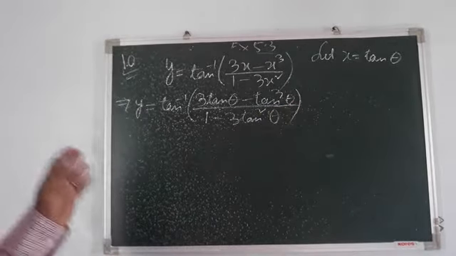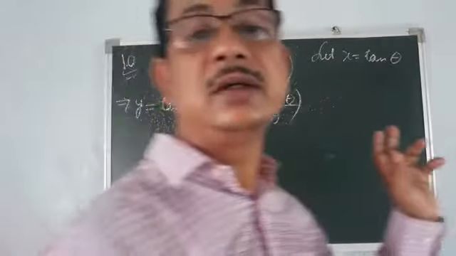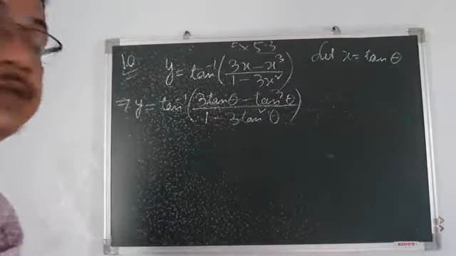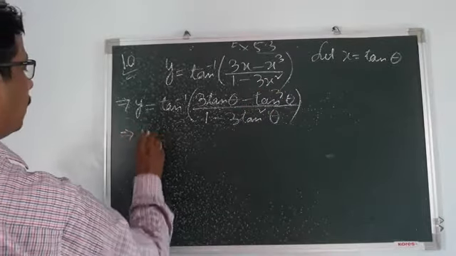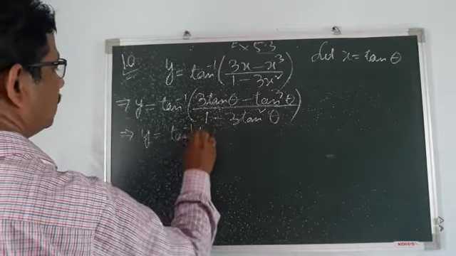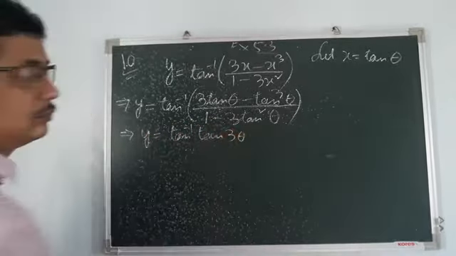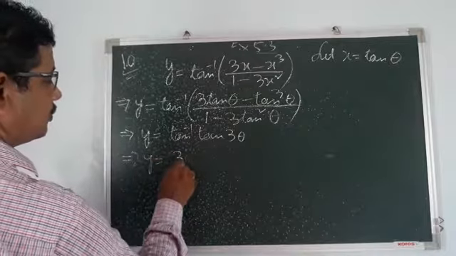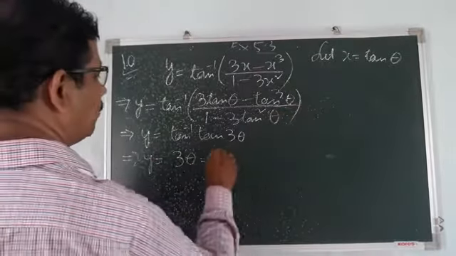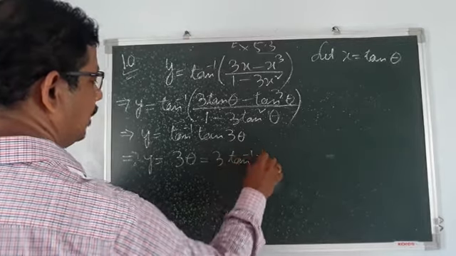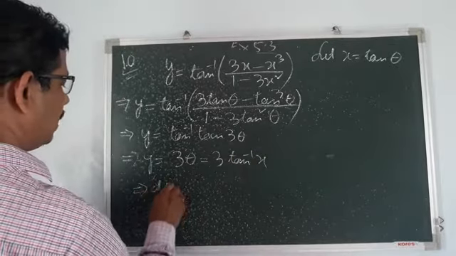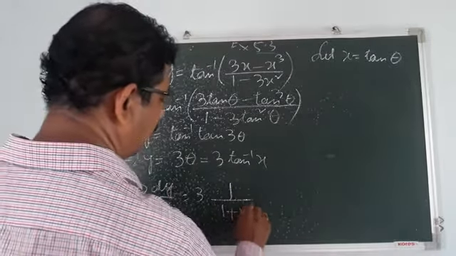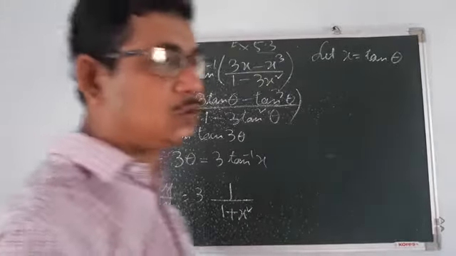In place of x, I have written tan theta. Why? Because this is the formula for tan 3 theta. So we will get y as tan inverse tan 3 theta. So y becomes 3 theta, as tan and tan inverse will cancel. Theta we can write as tan inverse x. So dy dx will be 3, and differentiation of tan inverse x is 1 by 1 plus x square. So this is our question number 10.